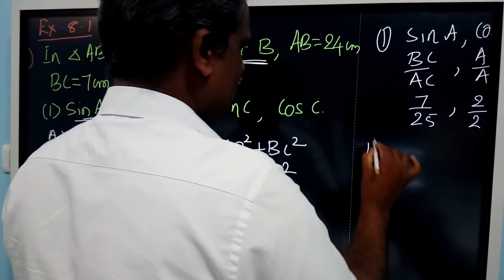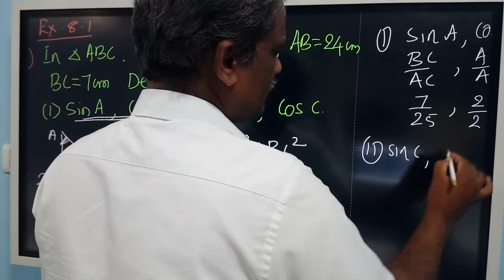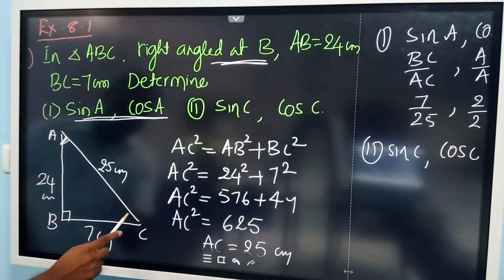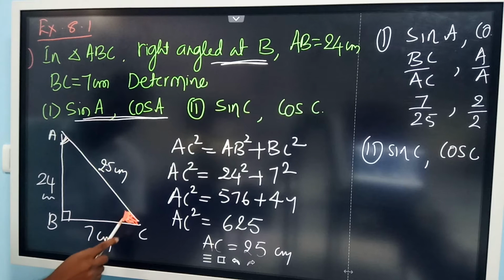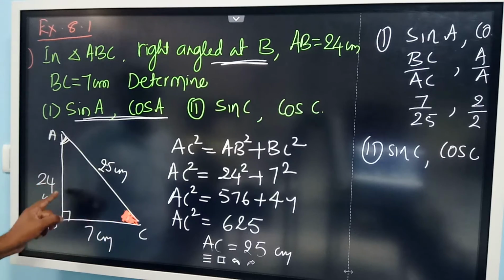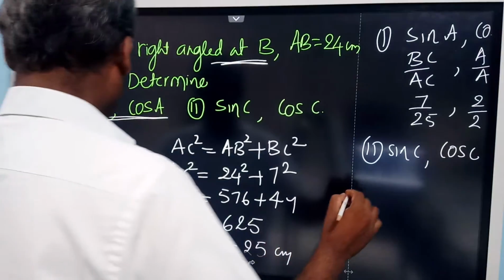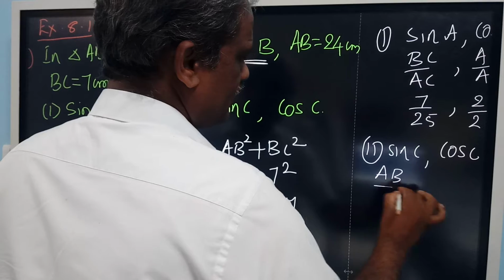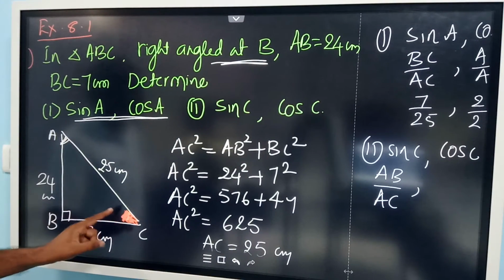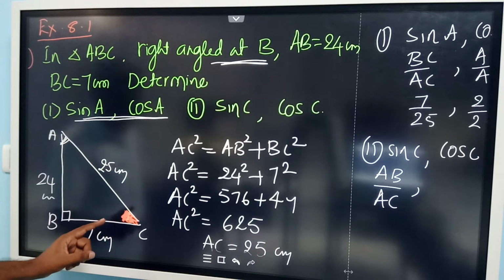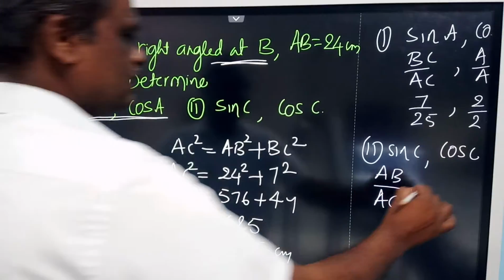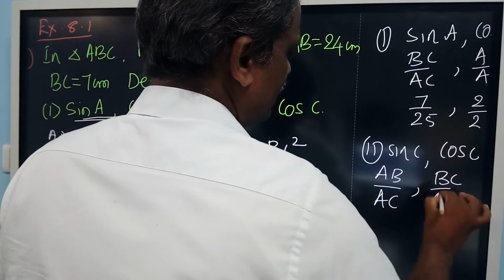Similarly, for the second relation we need to find sin C and cos C. Sin C, with reference to this other acute angle, is opposite side by hypotenuse. Opposite side here is AB, hypotenuse AC, so AB by AC. Cos C, with reference to angle C, adjacent side here is BC, so BC by AC.